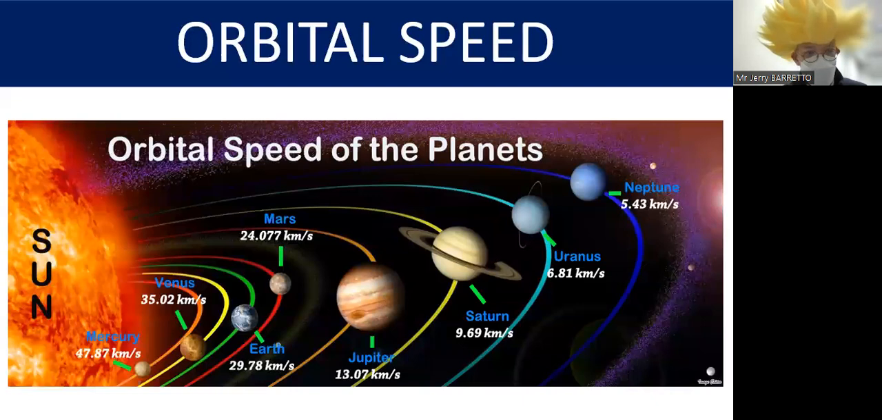So here are some orbital speeds for your reference. The orbital speed of Neptune is 5.43 kilometers per second. Saturn, 9.69. Oh my, these are really, really fast. Venus, 35 kilometers per second. Earth is about 30 kilometers per second.